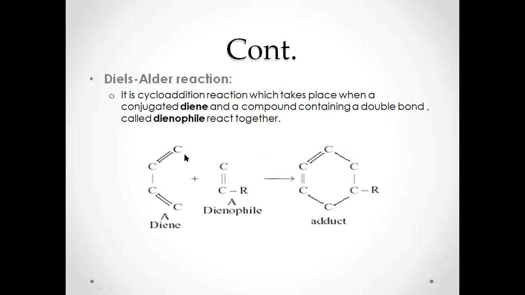Diels-Alder reaction. It is a cycloaddition reaction which takes place when a conjugated diene, this is the diene, reacts with a compound containing a double bond called a dienophile. Both will react and give a product, a cycloalkane.